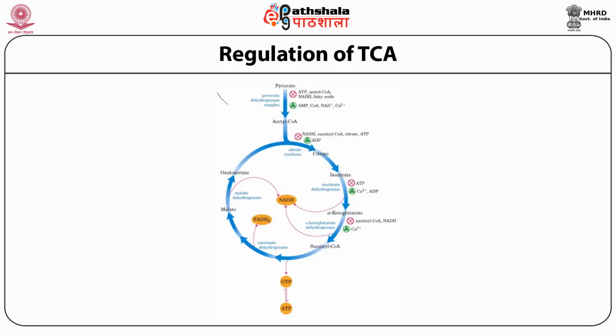The figure shows the points of regulation of the TCA cycle, the rate controlling enzymes, that is citrate synthase, isocitrate dehydrogenase, and alpha ketoglutarate dehydrogenase. The regulation of the activity of these enzymes is achieved by substrate availability, product inhibition, and allosteric inhibition or activation by other intermediates. If you see in the figure, you can see these red cross points. These are the points where the major regulation of the TCA cycle takes place.